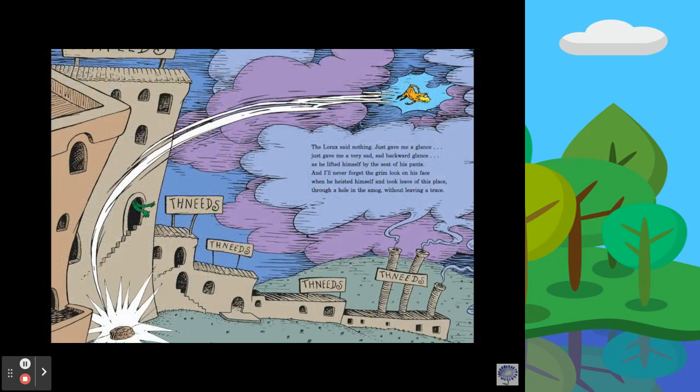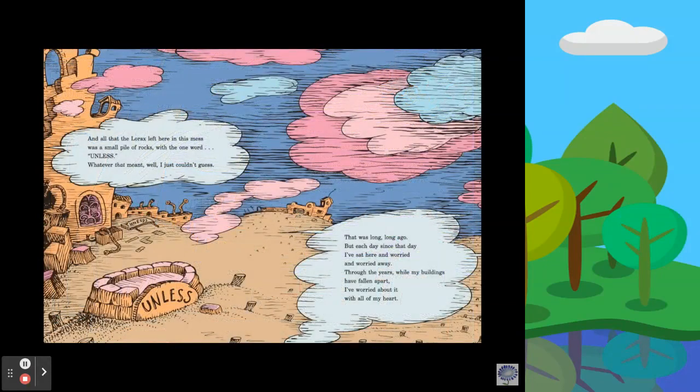The Lorax said nothing, just gave me a glance, just gave me a very sad backwards glance, as he lifted himself by the seat of his pants, and I'll never forget the grim look on his face when he hoisted himself and took leave of this place through a hole in the smog without leaving a trace. And all that the Lorax left here in this mess was a small pile of rocks with the one word, unless. Whatever that meant, well, I just couldn't guess.